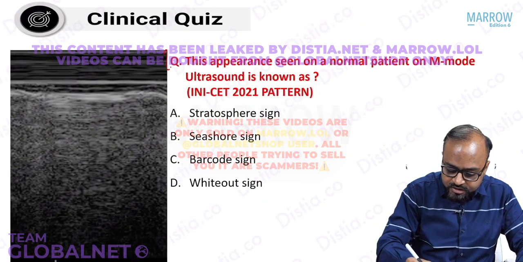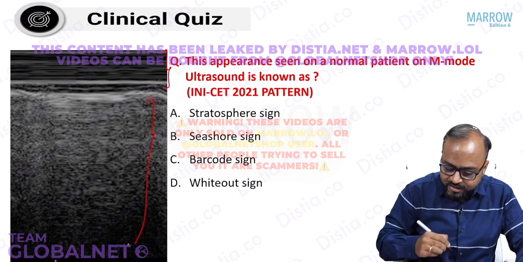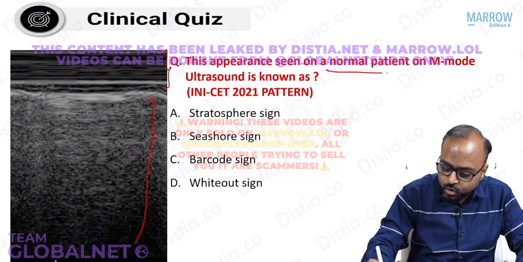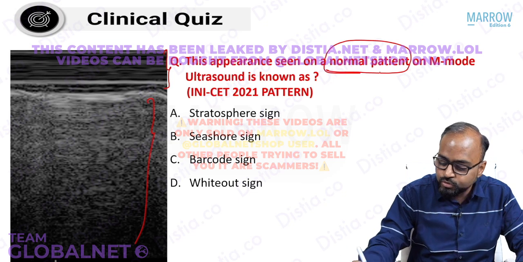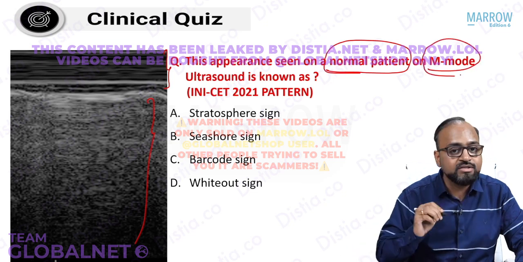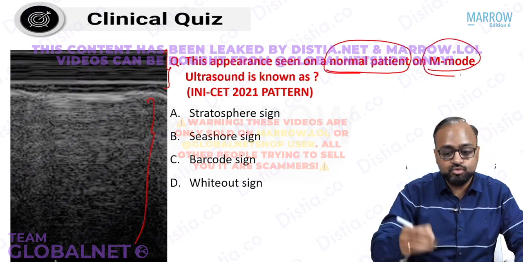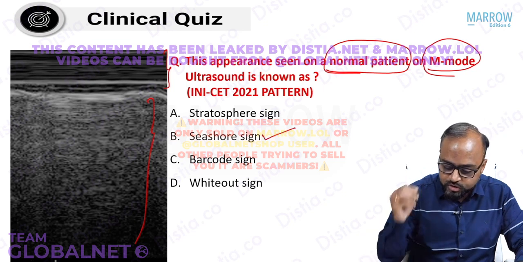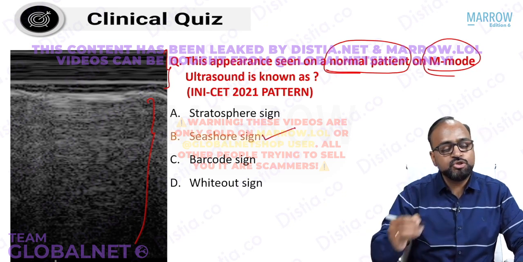What is this image? See, classic. These are the waves. This is the sand. So this appearance is seen in a normal patient. They have given you a clue on M mode ultrasound, right? So this is typical. This looks like a seashore. So this is what is called the seashore sign.